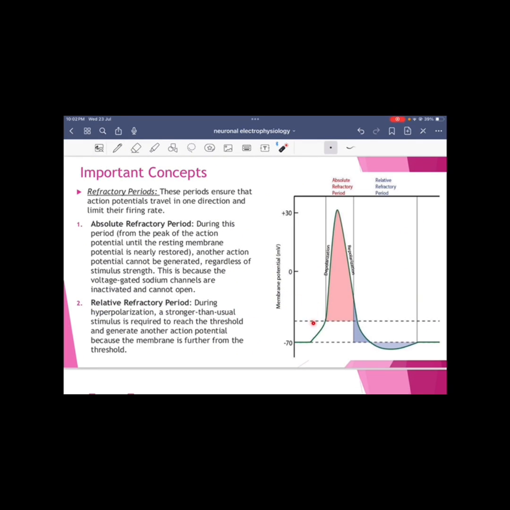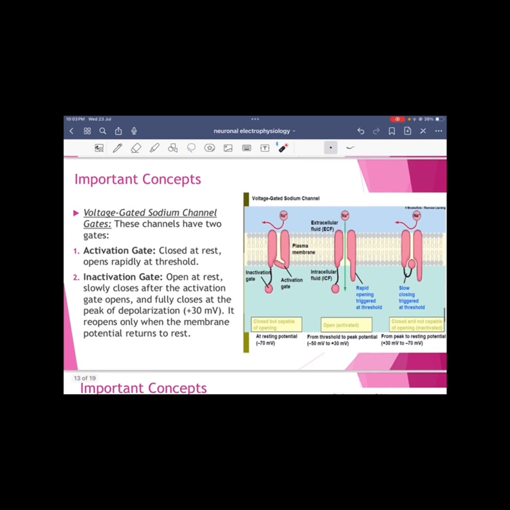The absolute refractory period is from the peak of the action potential until the resting membrane potential is nearly restored. So it is between the depolarization and the repolarization phase. During the absolute refractory period, no matter what, we cannot have another action potential. The neuron cannot fire again because the sodium channels are inactive and cannot open. As we said, during the repolarization phase, the voltage-gated sodium channels are closed and they cannot open no matter what. So this will limit the firing of another action potential.